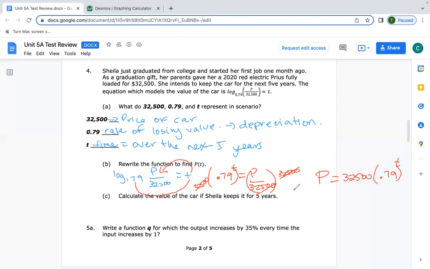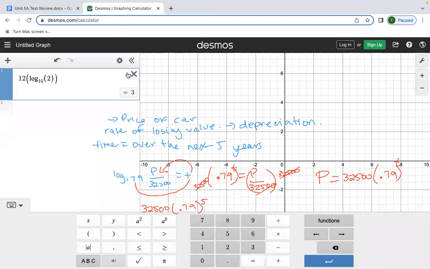If we calculate the value of the car, well, see, we've got this little function right here. What does p represent? Price. Okay. And it's the price of the car after a certain number of years, right? So all I'm going to do is take this equation I just found and plug in 5 for t. So this is going to be 32,500 times 0.79, and we're going to plug in 5 for t. So I'm going to go into Desmos, and I'm going to type 32,500 times 0.79. We're going to raise that to the 5th power, and that's going to be 10,000.43.